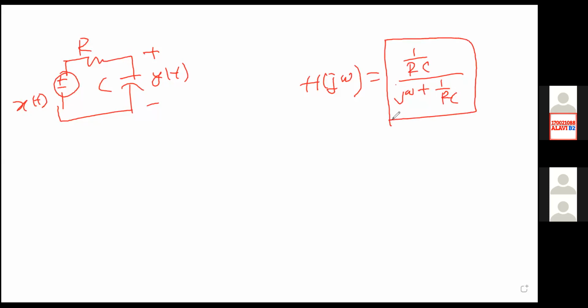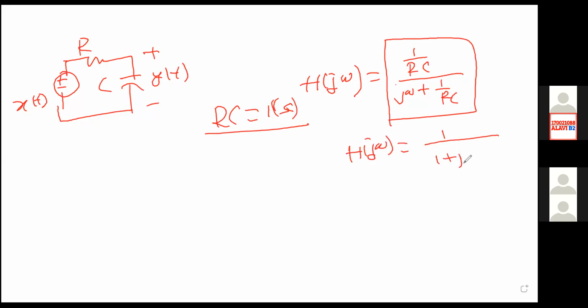Okay, for simplicity, you can consider that we have a circuit with RC equal to 1 second. Time constant equal to 1. If we have time constant equal to 1, then it is further simplified as H(omega) equal to 1 divided by 1 plus j omega. Is it okay? Yes, sir. Fine. In your Laplace transform, it is 1 divided by 1 plus s. Okay, it is a simple transfer function of a low pass filter.